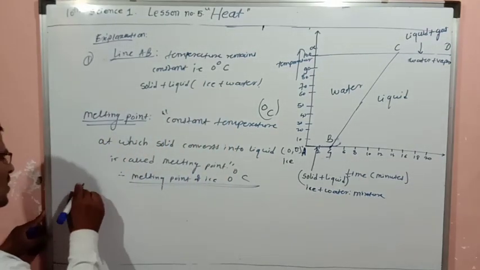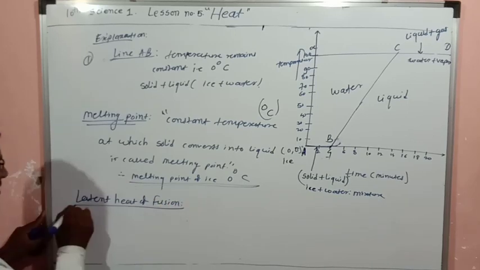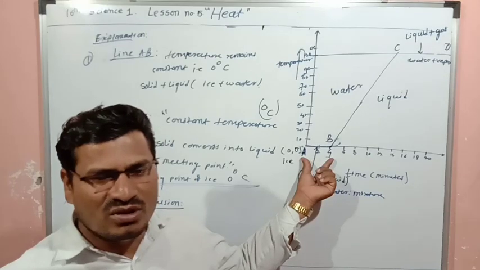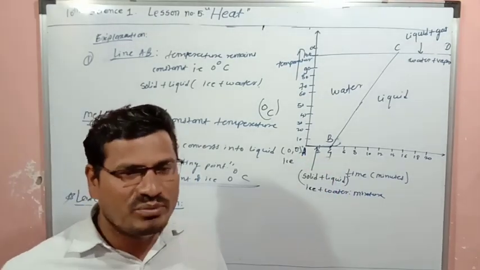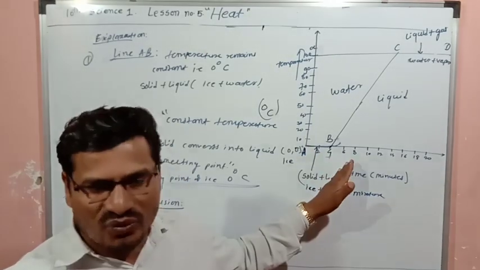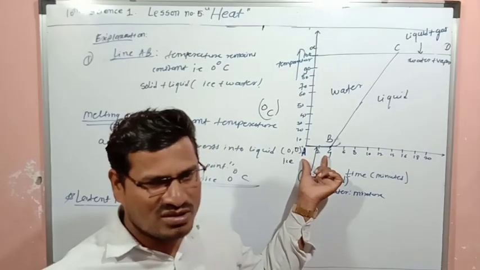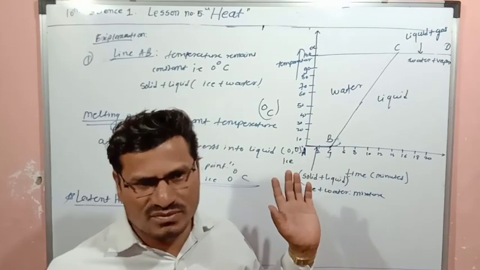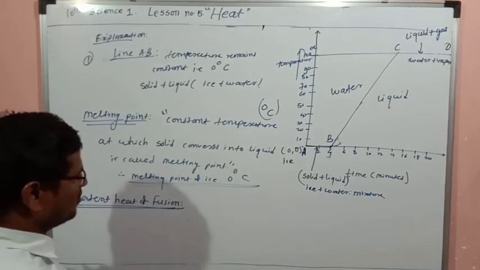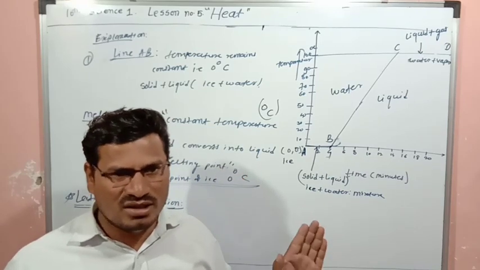Next thing is latent heat of fusion. So when you are heating ice up to 4 minutes, temperature is remaining constant at 0 degrees Celsius. But why does temperature remain constant? Heat is absorbed by ice to convert it into liquid or water, and that heat is absorbed at constant temperature, that is 0 degrees Celsius. Heat absorbed at constant temperature to convert solid into liquid is called latent heat of fusion. So at constant temperature, heat is absorbed by solid to convert solid into liquid. It is called latent heat of fusion.